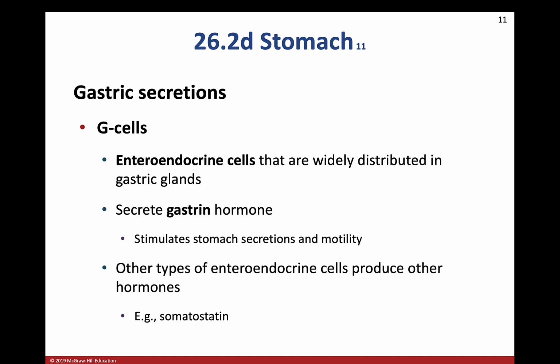Now, there also are G cells, and these are enteroendocrine cells that are widely distributed within the gastric glands. They secrete the hormone gastrin. And gastrin, unsurprisingly, is a hormone responsible for the stimulation of stomach secretions and also gastric motility. Now, there are other types of enteroendocrine cells that produce other hormones, and one would be somatostatin, but once again, this is just given as an example and not something that you are responsible for on the 5th unit exam covering the digestive system and the reproductive systems.